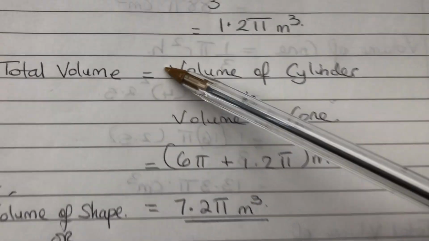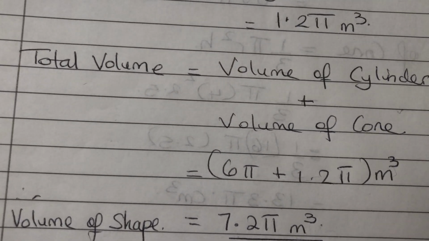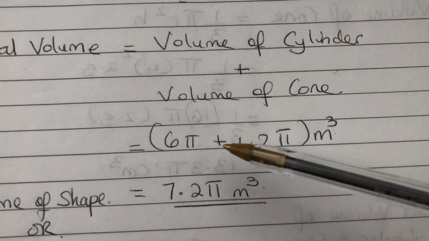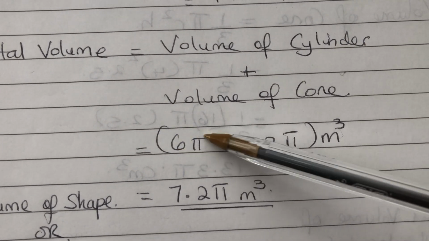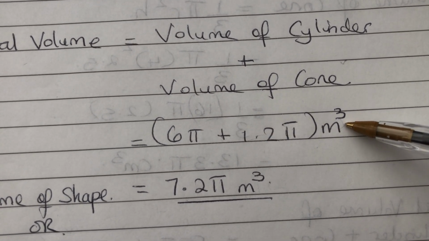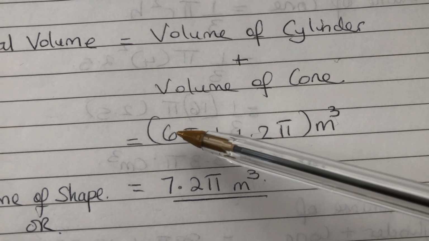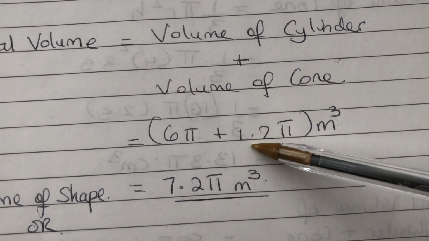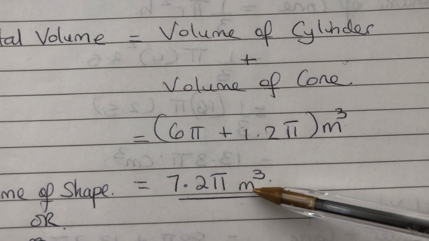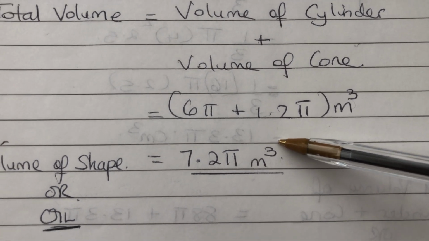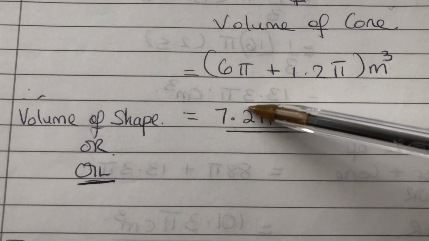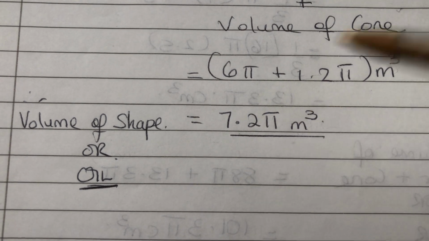Now, to find the total volume of both shapes, the cylinder and the cone fused together, you add the volume of the cylinder plus the volume of the cone. In the end, 6 plus 1.2 will give you 7.2 pi meter cube. So that is the volume of the shape, or the oil it will contain.